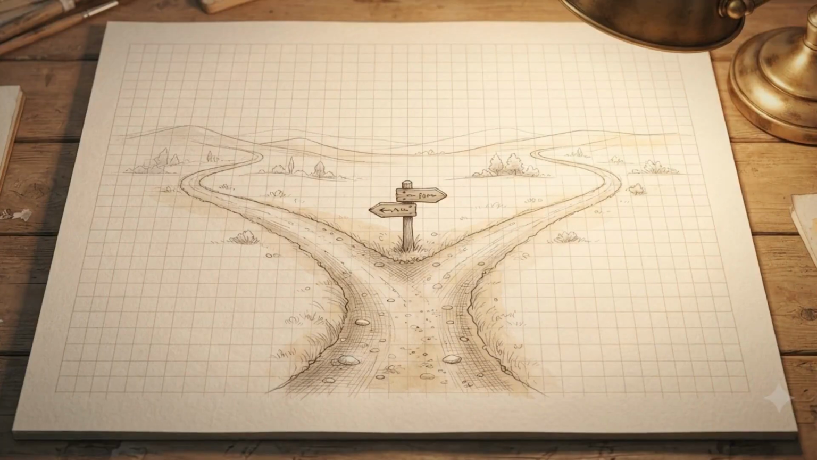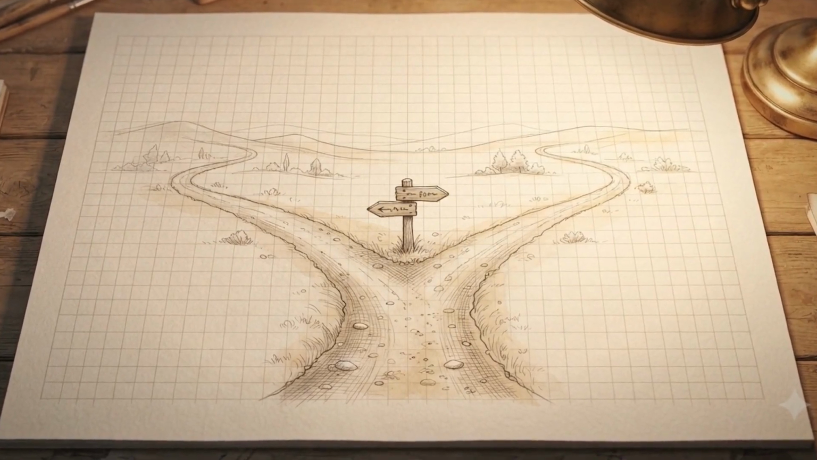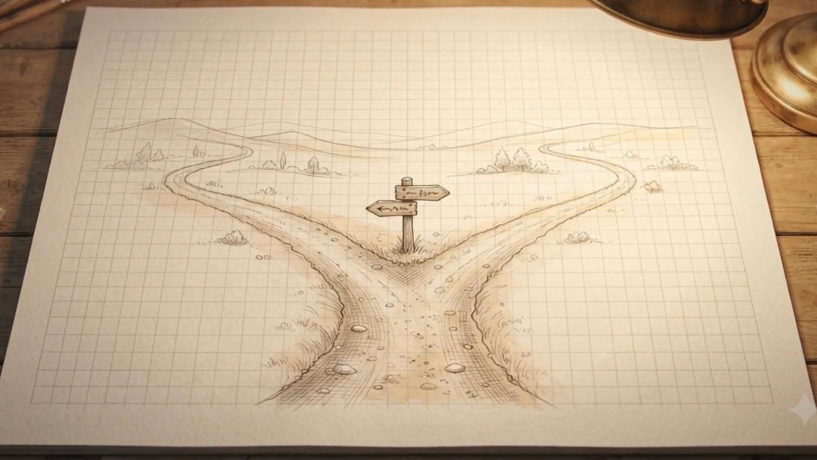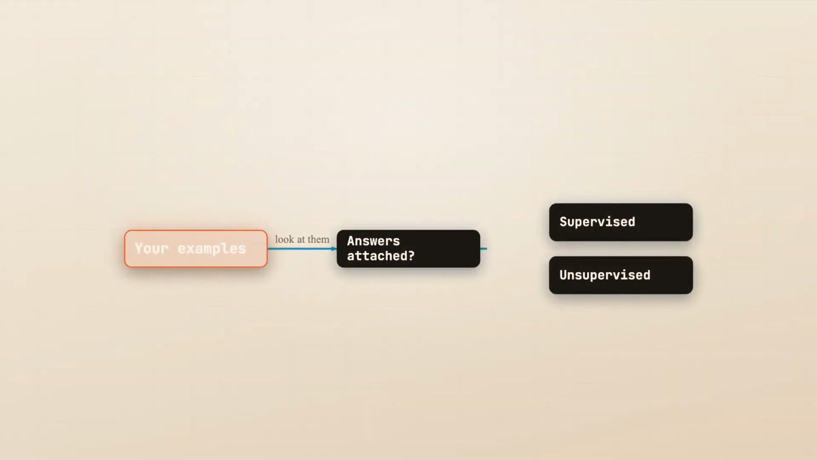So here's the trick that makes you dangerous. Look at your examples and ask one question: do they come with answers or not? If every example has a right answer attached, this photo is a cat, this house is worth this much, you're in the supervised family. If your data is just a raw pile with no answers and you want the machine to find the hidden groups itself, you're in the unsupervised family. Answer key or no answer key? That's the fork in the road.